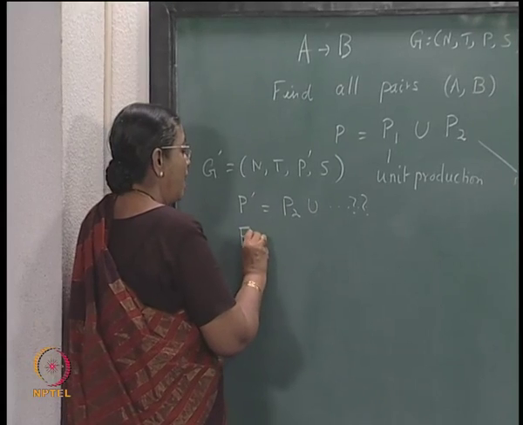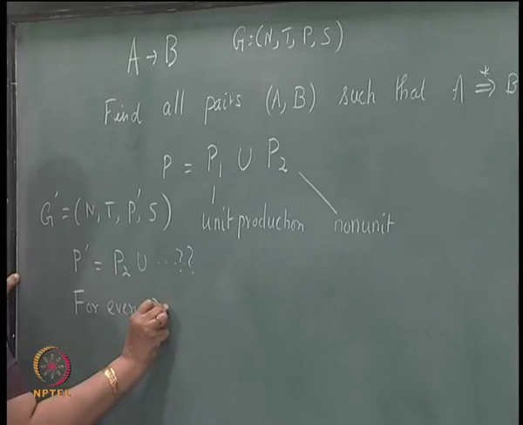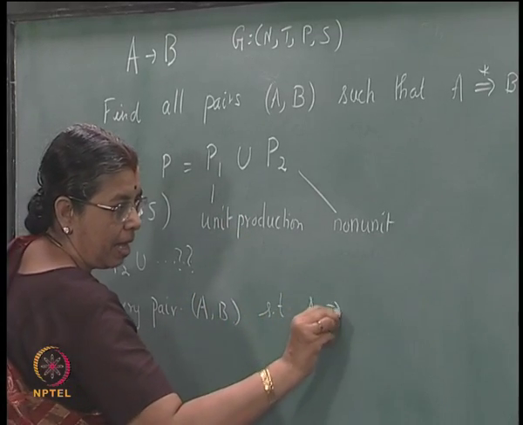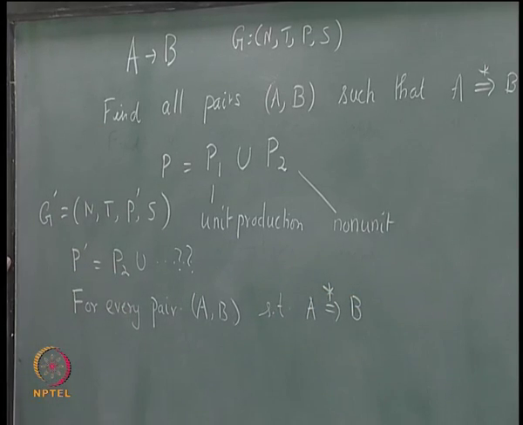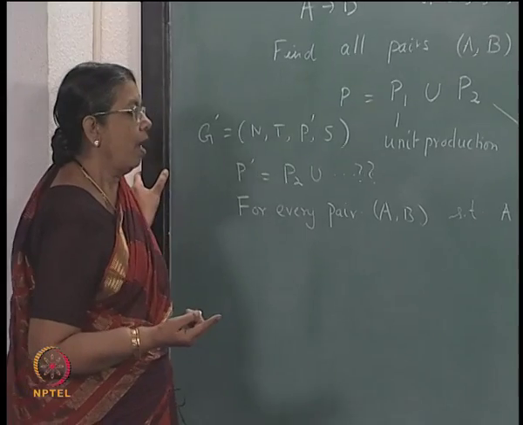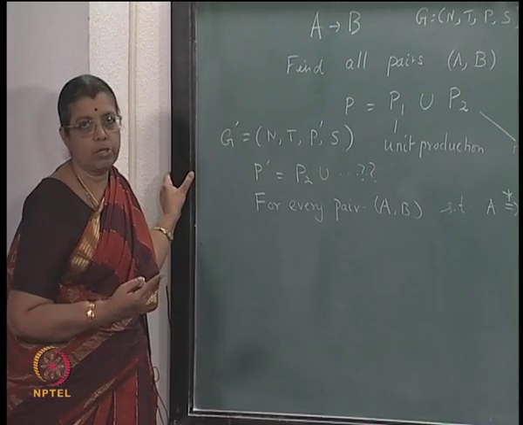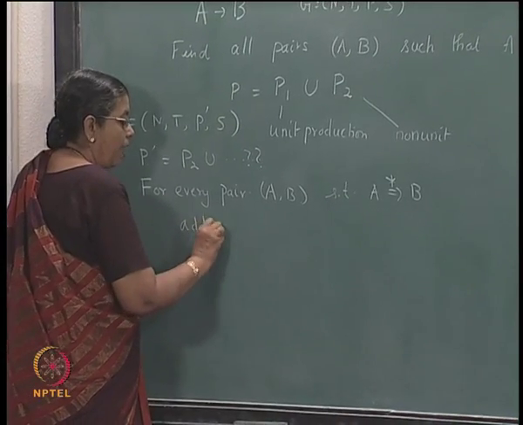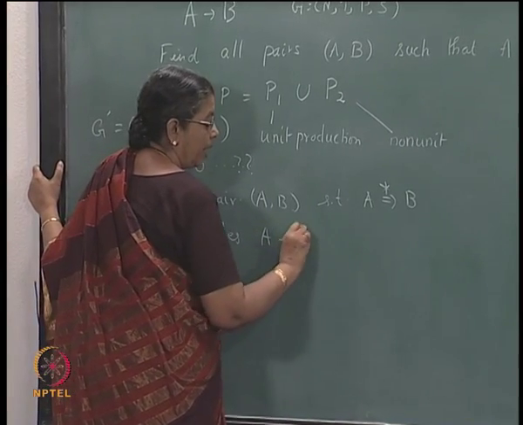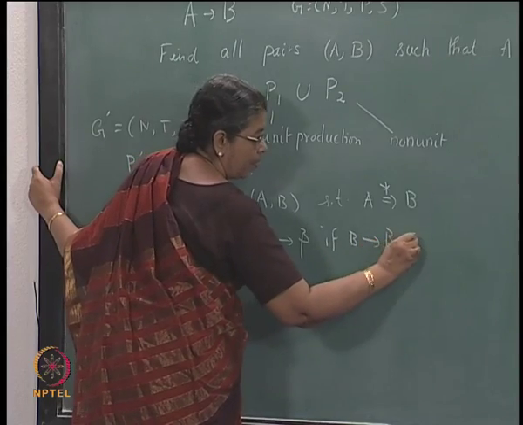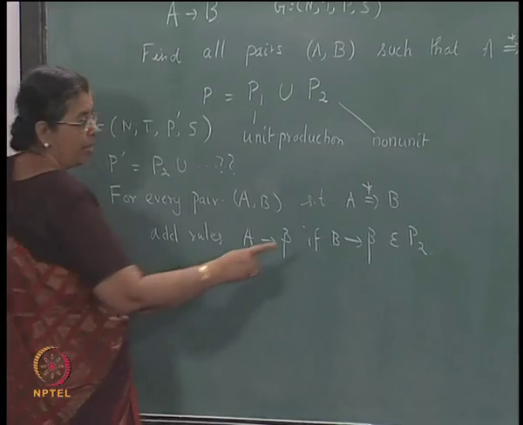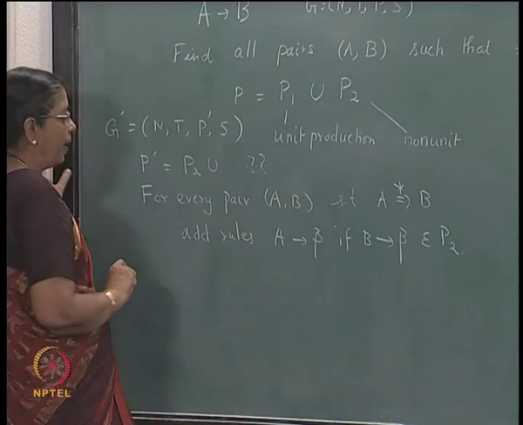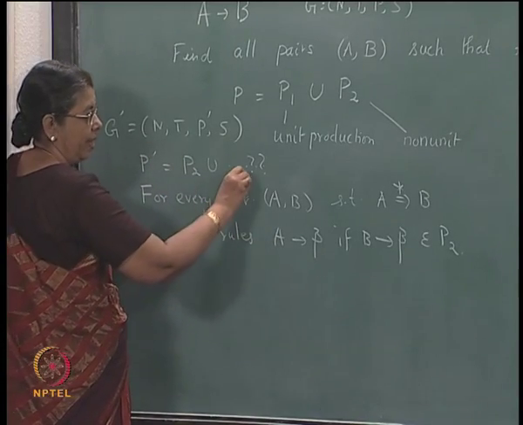Now for every pair A, B such that from A you can go to B by unit productions, it may not be in one step. If A goes to B is a unit production, you can go in one step. Or if you have A goes to C, C goes to B, then you will go to B from A in two steps. So for every such pair, add rules A goes to beta if B goes to beta belongs to P2. If you have a rule B goes to beta in P2, then you add the rule A goes to beta. So P dash consists of P2 plus all such rules added.